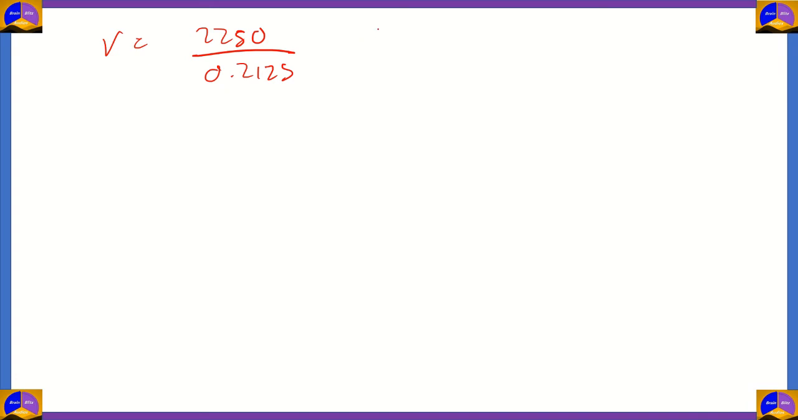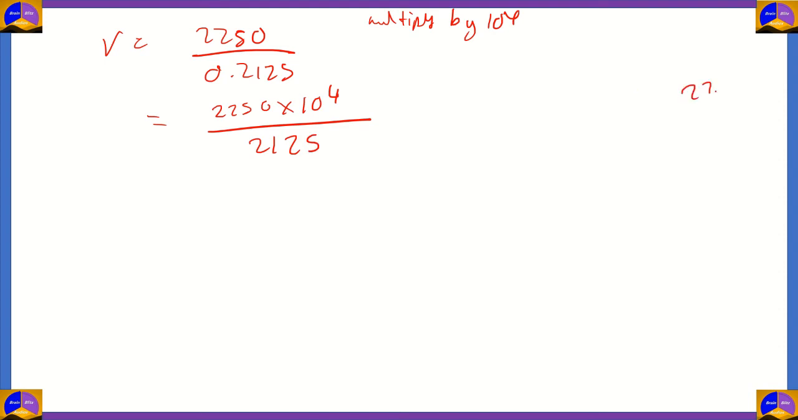What we're going to do is multiply by 10 raised to 4 on both the numerator and the denominator. So you'll get 2250 times 10 raised to 4 divided by 2125. So now we're going to divide 2250 by 2125. 2125 times 1 is 2125. If you take 2 times 2125, that will be greater than 2250. So I'll write 1. 10 minus 5 is 5. 4 minus 2 is 2. 2 minus 1 is 1. And 0.